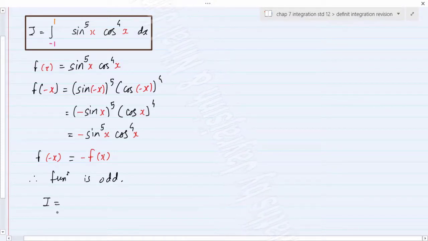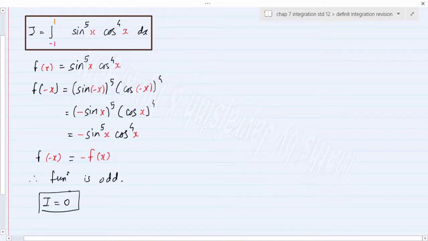So simply your integration is equal to 0. Ta-da!